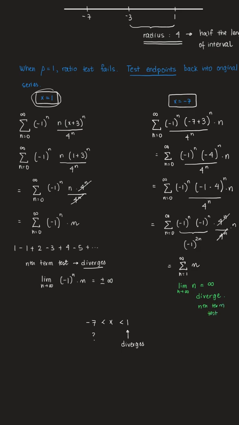And so our final interval of convergence is just negative 7 less than x less than 1. We had to test the endpoints because the ratio test fails at the endpoints, but this diverges at both endpoints. And now we have found the interval of convergence of our power series, as well as the radius of convergence, which we found earlier to be 4. That is half the length of the interval of convergence.